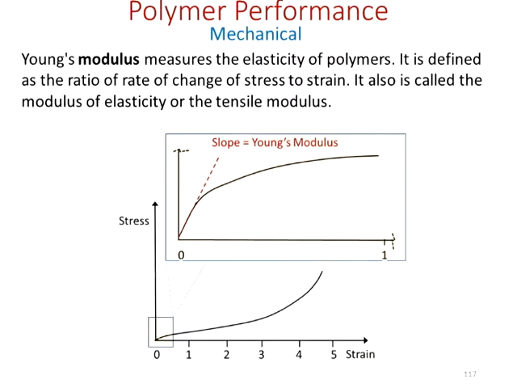So how do we report these values of elasticity? Young's modulus measures the elasticity of the polymer. If you hear the term Young's modulus, they're asking what's the elasticity of the polymer. It is defined as a ratio of the rate of change of stress to strain. Basically, it's the slope. It's also called the modulus of elasticity or the tensile modulus.